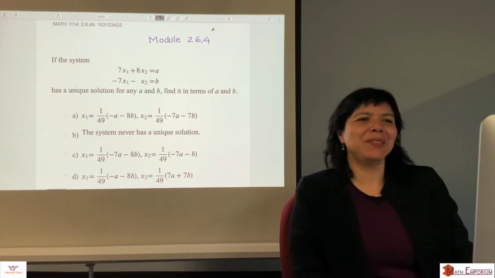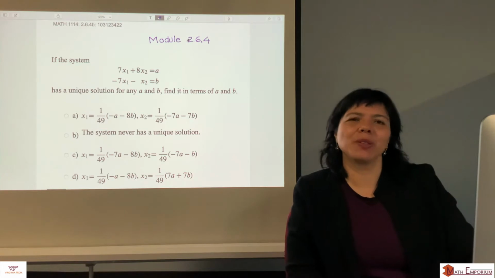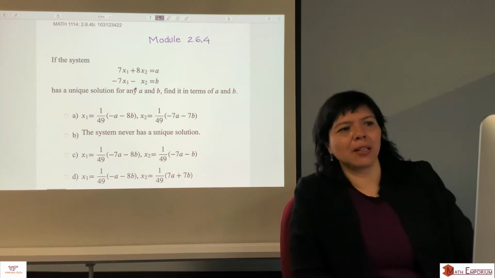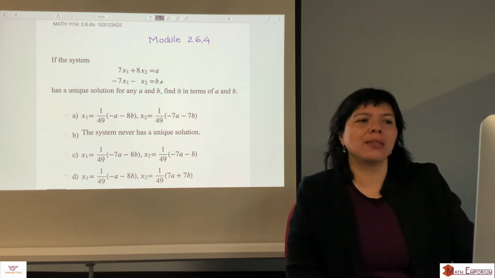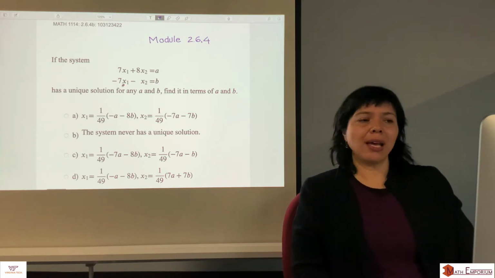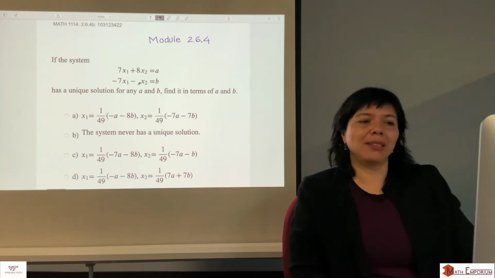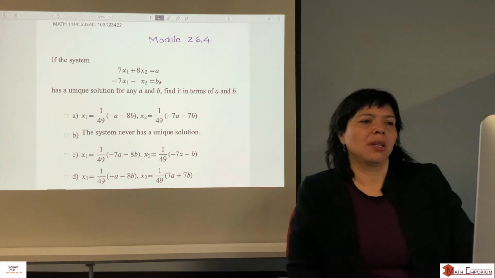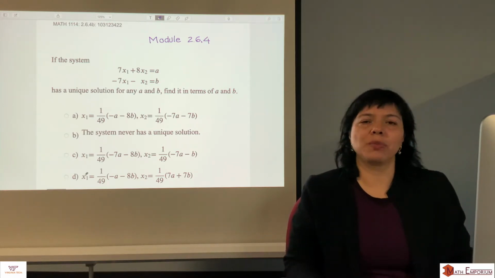Hello. In this video, we're going to see how to answer this problem that is part of module 2.6.4. They're giving you a system of equations where these two are constant numbers, a and b. And they're telling you that there is a unique solution, and to find it in terms of these a and b constants. So we're going to see which one among these options is the correct one.